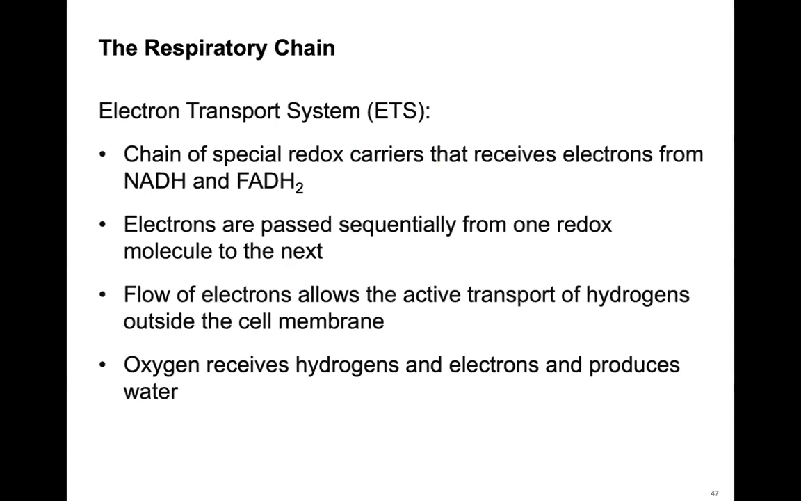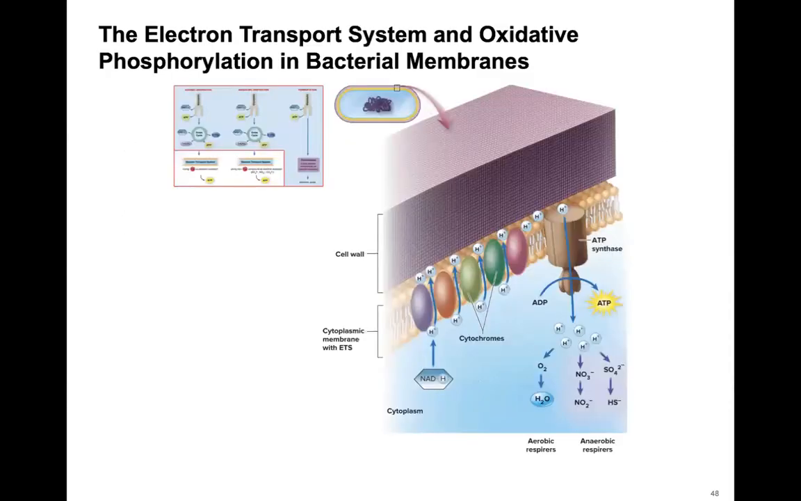Now, the respiratory chain, this is also referred to as the electron transport system. It is a chain of special redox carriers that receives electrons from NADH and FADH. Electrons are passed sequentially from one redox molecule to the next. The flow of electrons allows the active transport of hydrogens outside the cell membrane. And oxygen receives the hydrogens and electrons and will end up producing water.